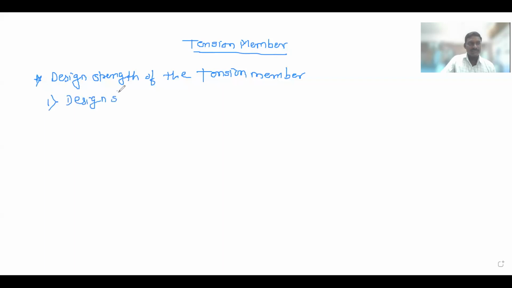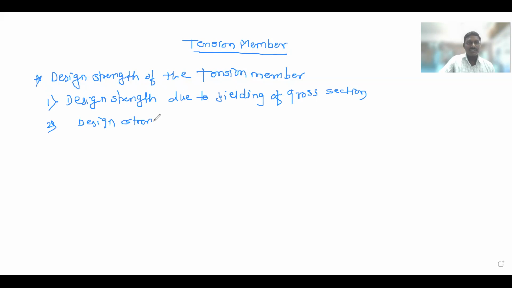Design strength due to yielding of gross section. Second, design strength due to rupture of critical section, or we can say net section, critical section or net section.